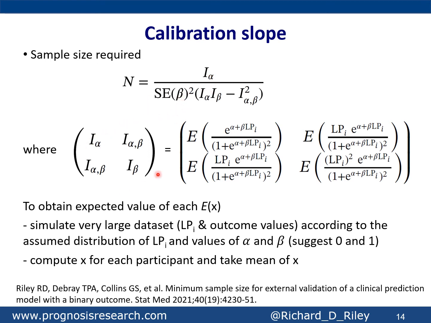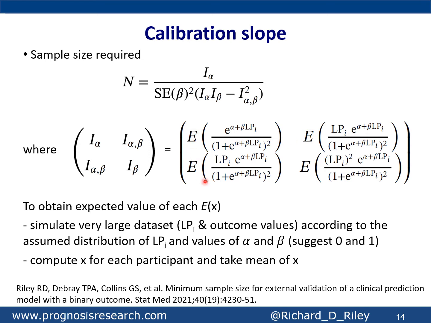And the information matrix, so the unit information matrix, is equal to the expected value of the transformation of the logistic regression equation. So the exponential of alpha plus beta times the linear predictor over 1 plus the exponential of alpha plus beta times the linear predictor, all squared. And similarly, we have different components, but they're all based on a function of alpha and beta and the linear predictor.